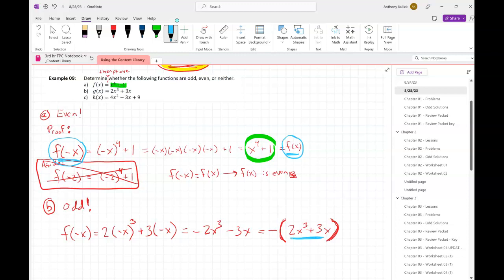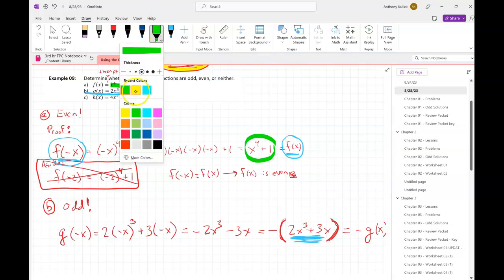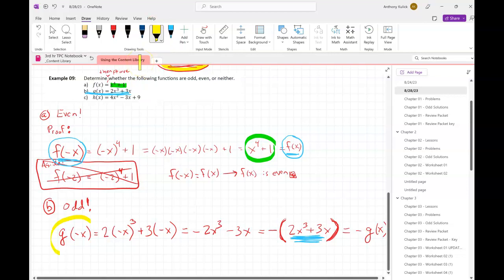So now let's look at what we have. What is 2x cubed plus 3x? That's just g of x, right? If I go back and look at the original problem, 2x cubed plus 3x, which is what we have right down here. That was supposed to be a g. So look at what we have. g of negative x is equal to negative g of x. That's what we wanted to show.